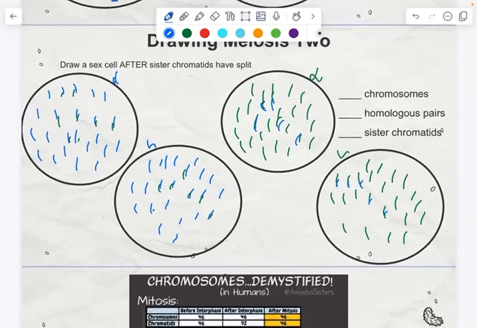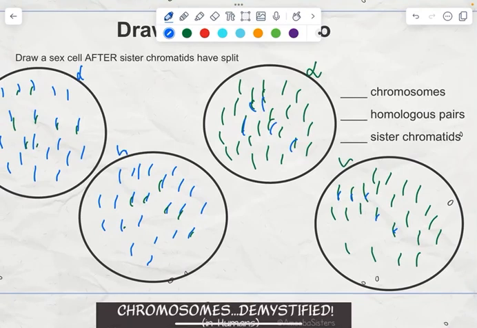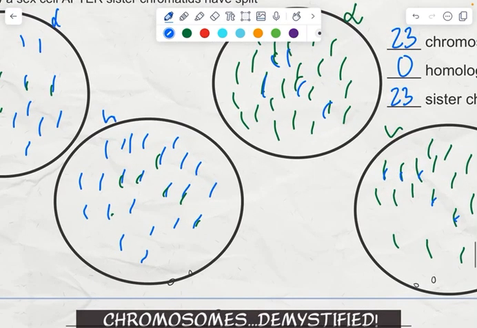You get the idea. All right, so now our end result is the 4 genetically different cells. In each one of these, we are left with 23 individual chromosomes, still 0 homologous pairs, and now 23 sister chromatids. Now, let's say that one of these is an egg cell and that one of these is a sperm cell from another person. Those two cells would combine, and then you would get back to the normal 46 chromosomes that make up everybody else.